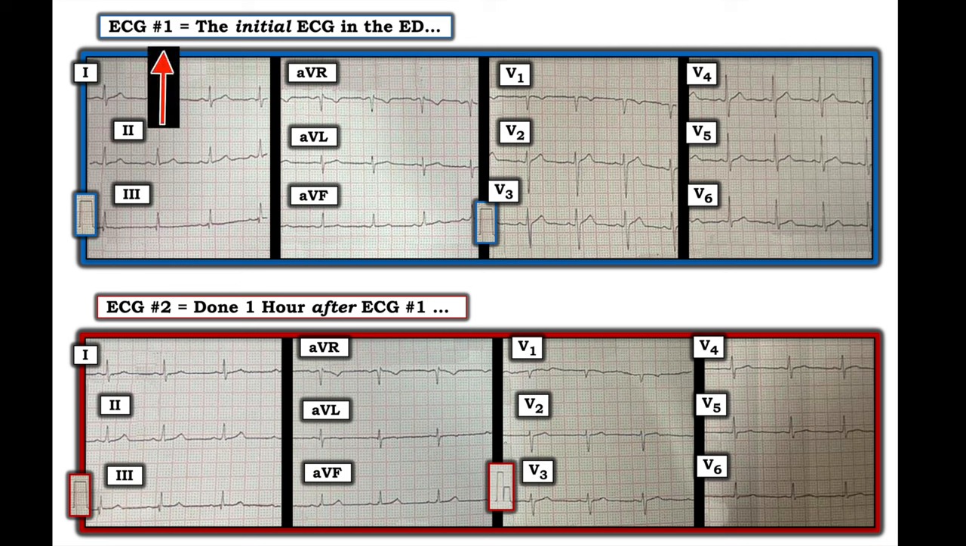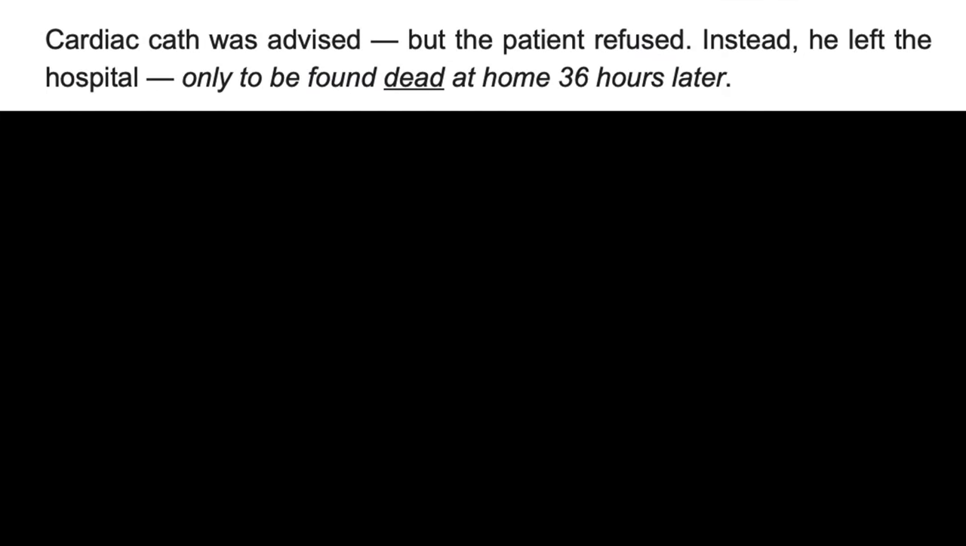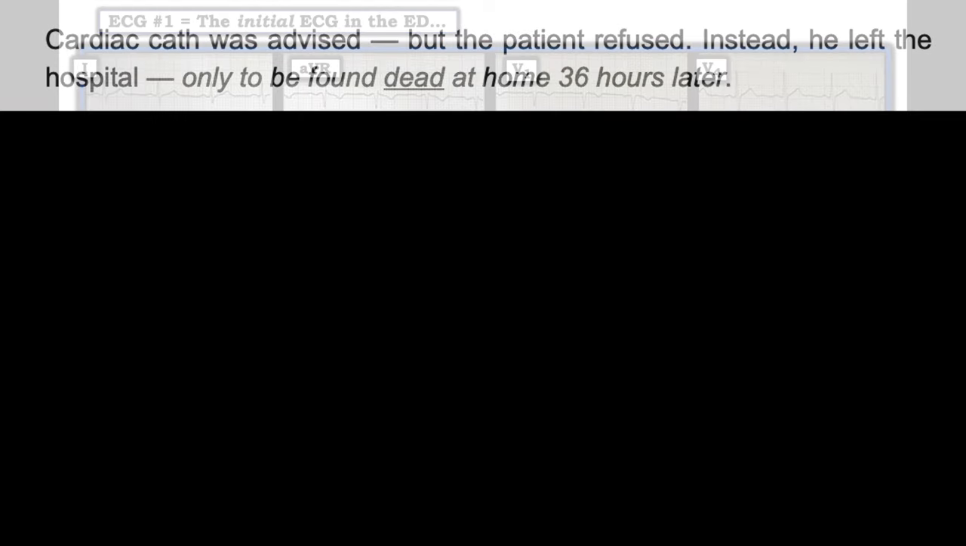ECG number one. ECG number two. Cardiac catheterization was advised, but the patient refused. Instead, he left the hospital only to be found dead at home 36 hours later.